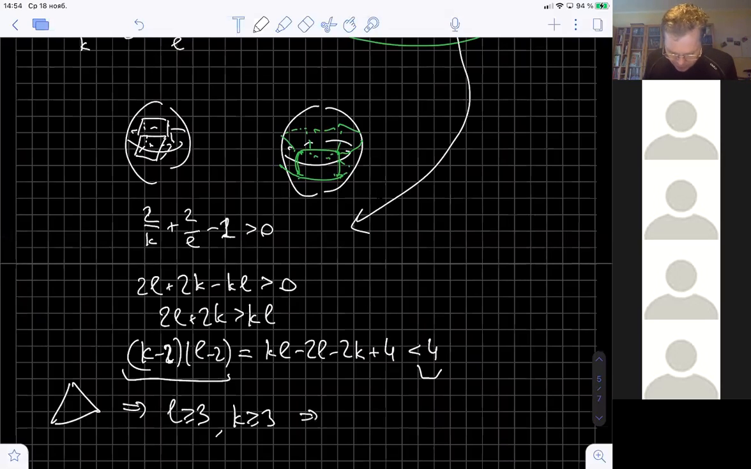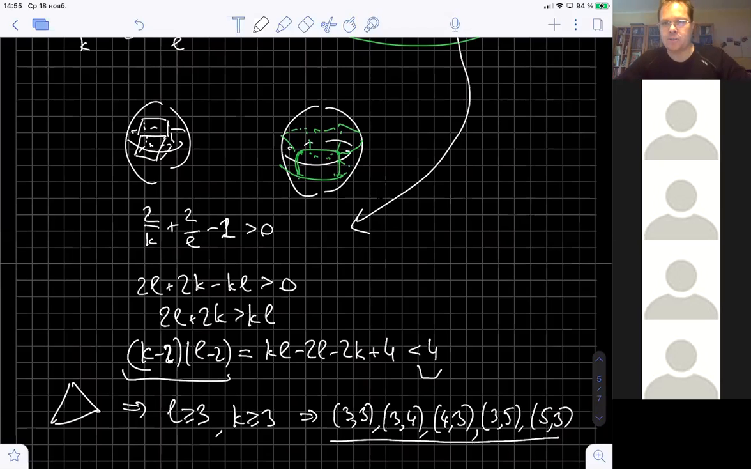So from here, how many options do we have? We have 3, 3, 3, 4, 4, 3, 3, 5, and 5, 3. So we have only 5 possible options for k and l.